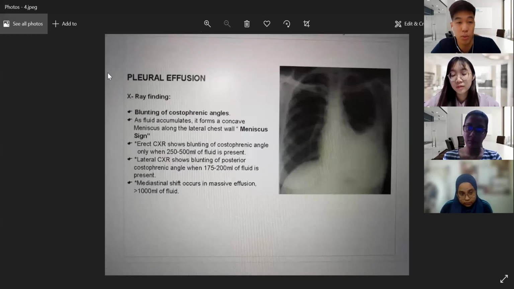So today I'm going to talk about what is pleural effusion. So pleural effusion is the excess fluid which is collected between the layers of pleura, and there are three signs where you can identify pleural effusion.